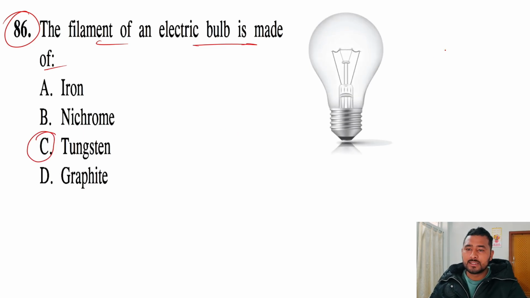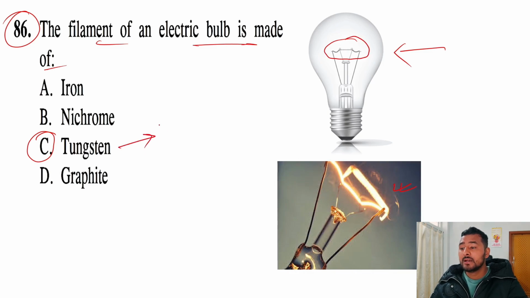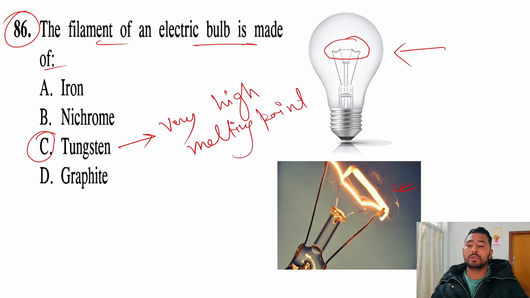You can see here, this is an electric bulb. This part is known as tungsten, which burns. You can see here, this glows when we pass electricity. It is very hot. And remember, tungsten has very high melting point. That is why we use it as a filament of an electric bulb.